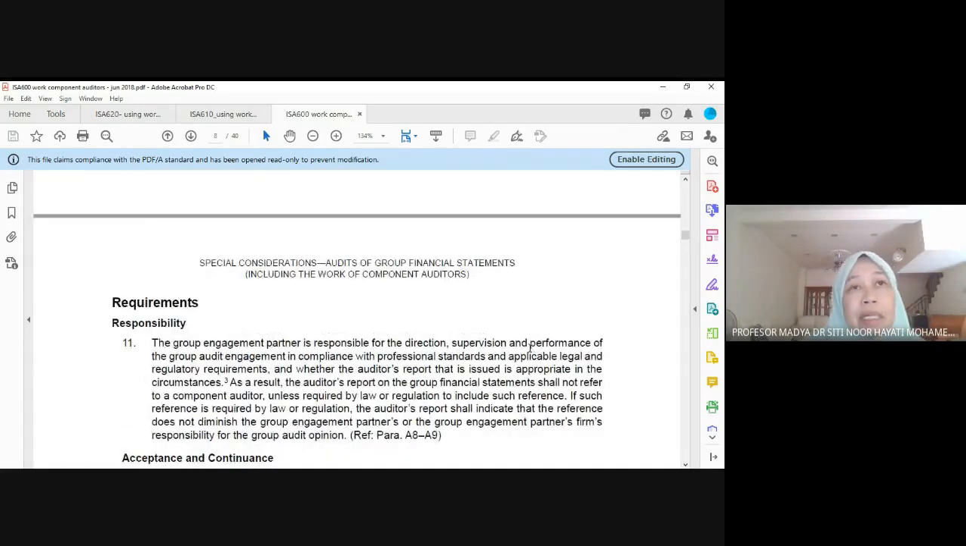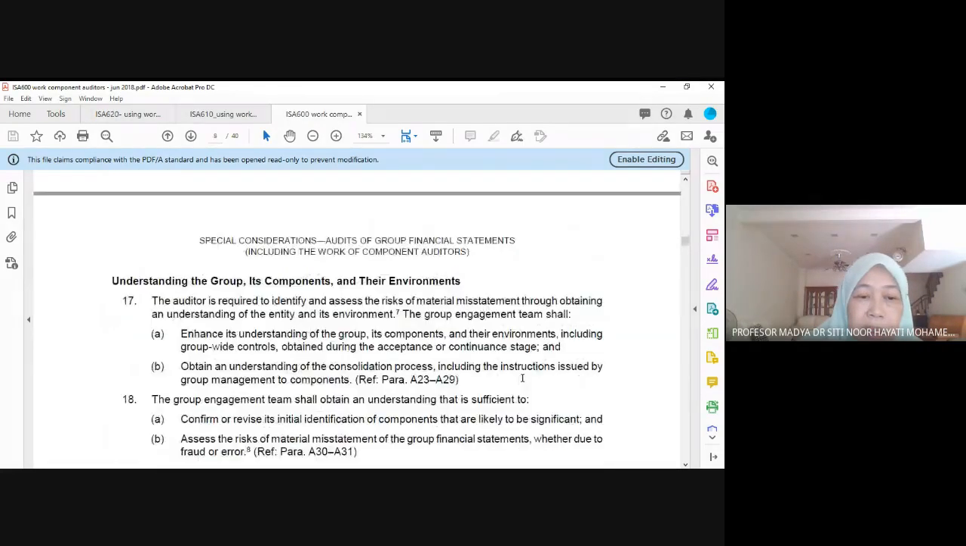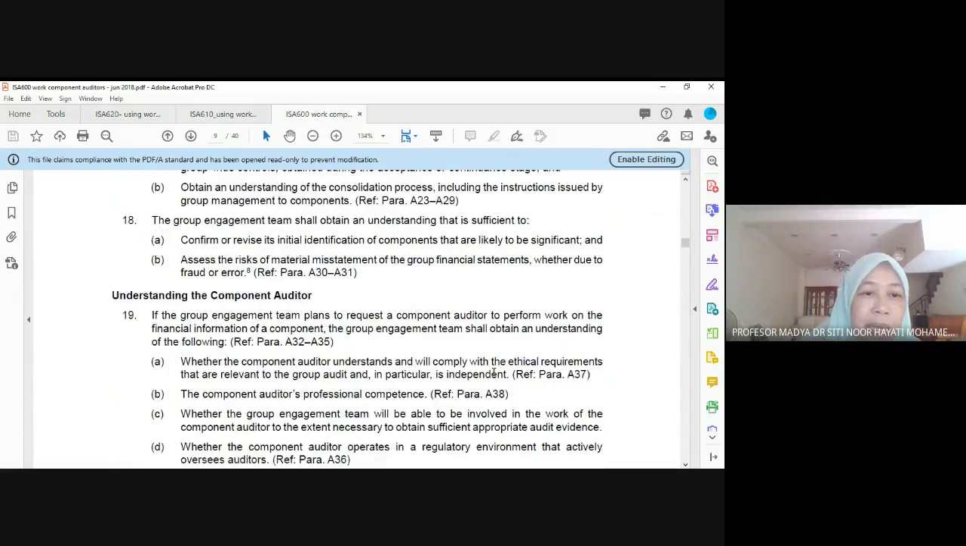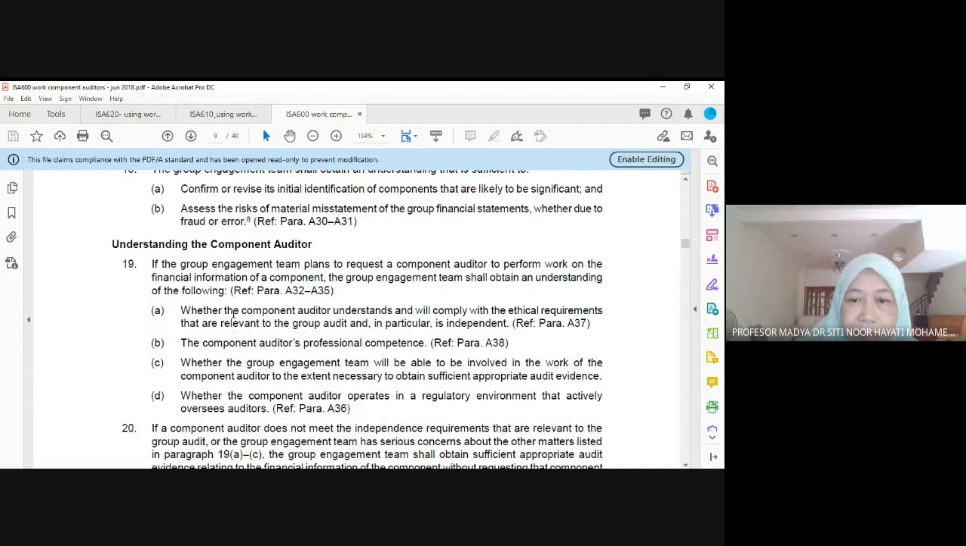And remember, the group auditor is going to form an opinion for the consolidated account. So you can see here that the group auditor has to consider the work of this component auditor after evaluating the independent status. If, let's say, acceptable, then they are going to look at the information, the individual information. So, understanding the component auditor.